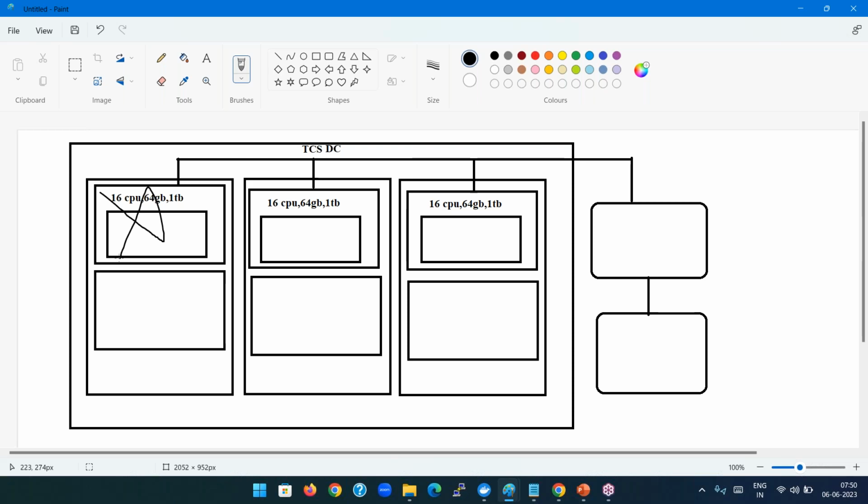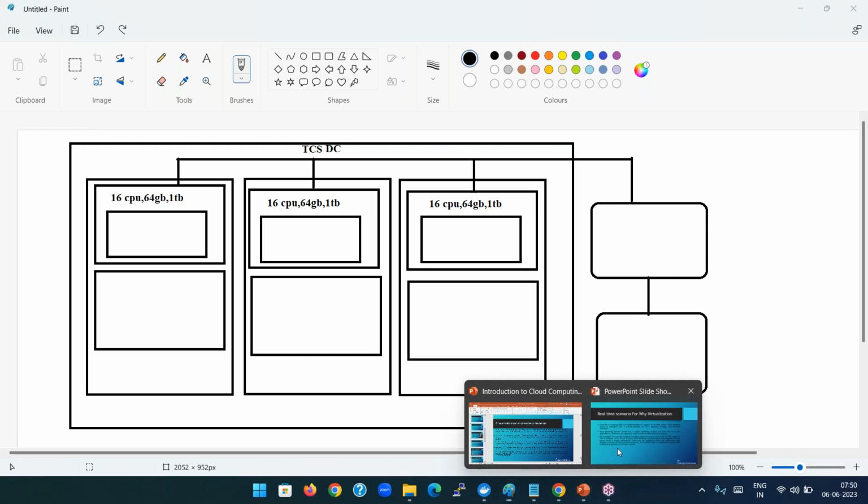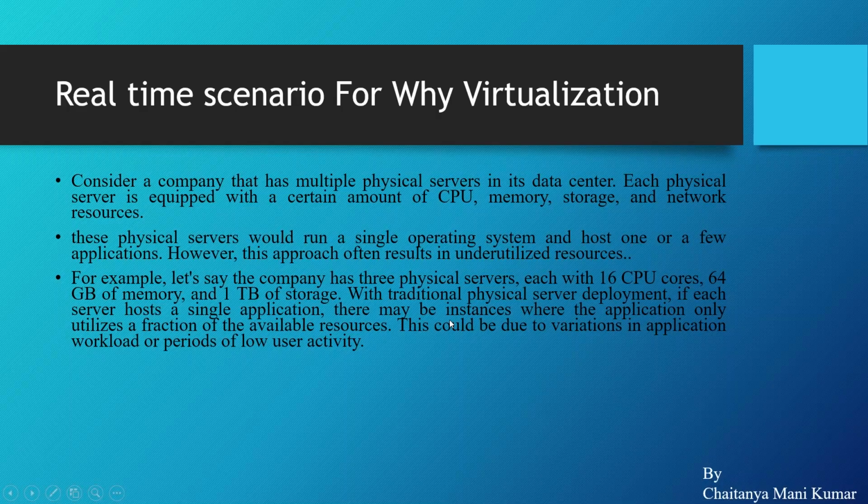So to overcome this problem, we create the application on multiple servers. Whenever we create the application on multiple servers, we need to do the load balancing and all those things. What they are saying here is, with the traditional physical server deployment, if each server hosts a single application, there may be times where the application only utilizes a fraction of available resources. It is not required that the application utilizes all the resources effectively 24 by 7.